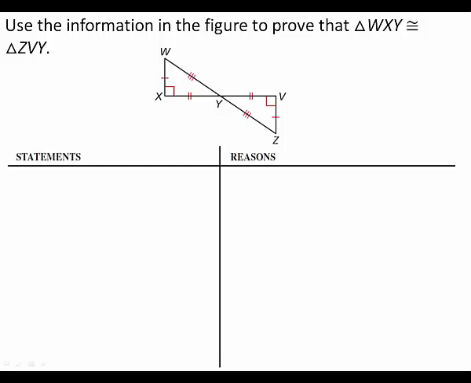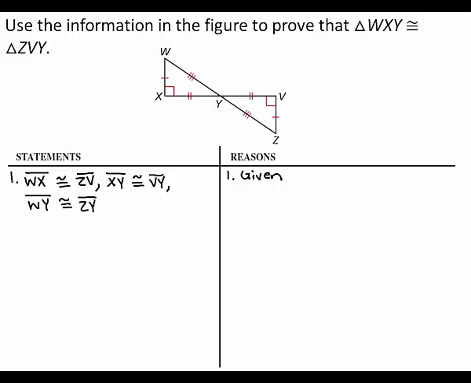To begin the two-column proof, you should start with the given information. From the pair of single tick marks on the diagram, you know that side WX is congruent to side ZV. From the pair of double tick marks on the diagram, you know that side XY is congruent to side VY. And from the pair of triple tick marks on the diagram, you know that side WY is congruent to side ZY.